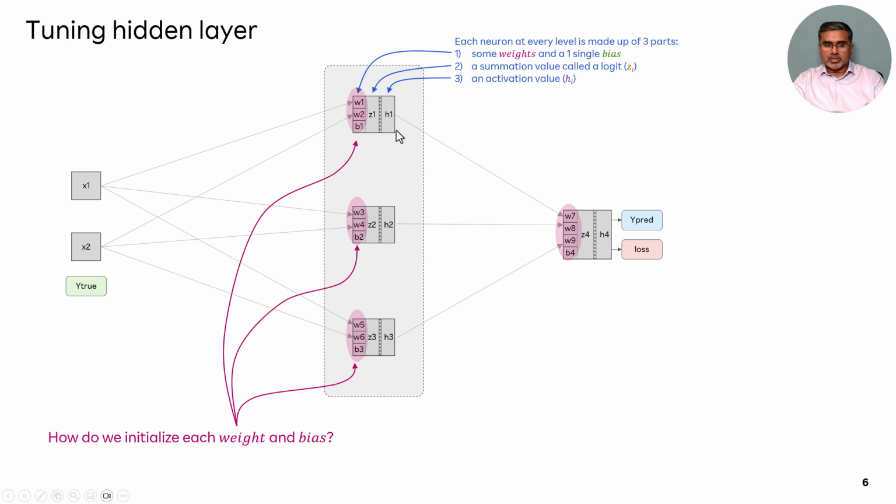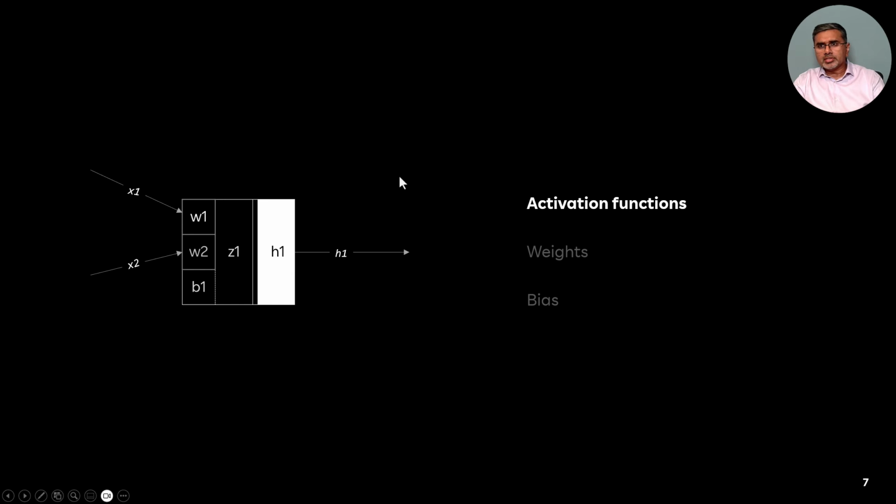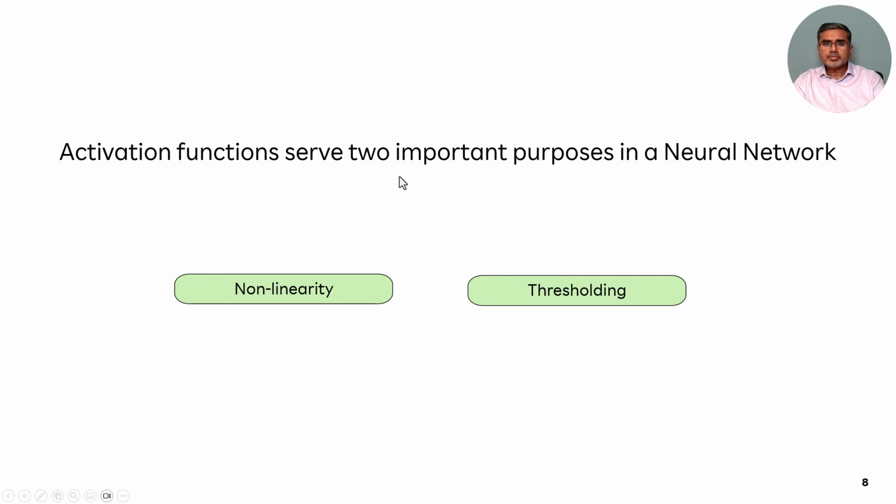So, 2 aspects. One is how do you initialize these weight and bias values? And the second one is how do you pick the right activation function, what does an activation function actually do, and what's the intuition behind that? That's what we're going to study in this episode. Okay, let's get going. Let's start with activation functions first.